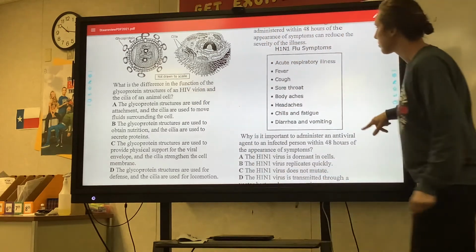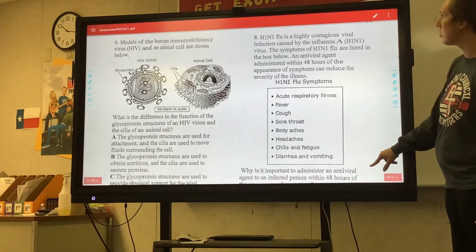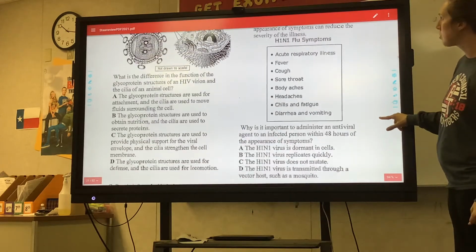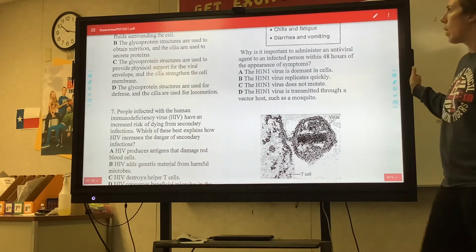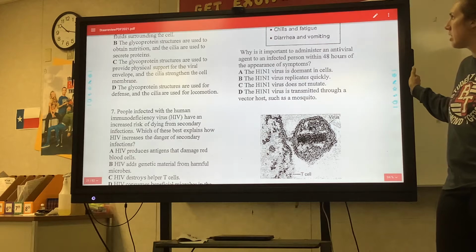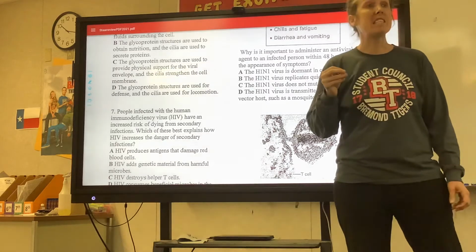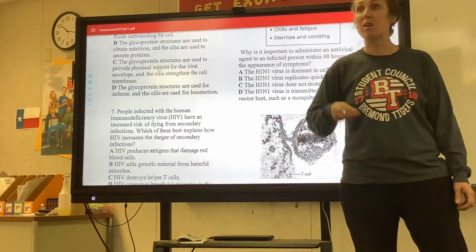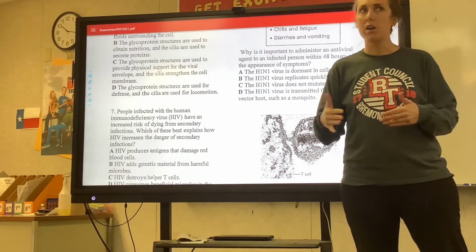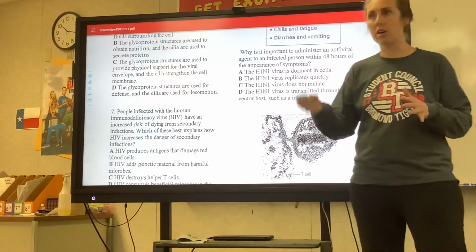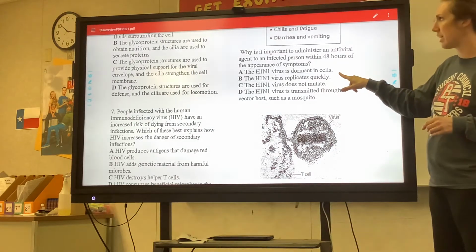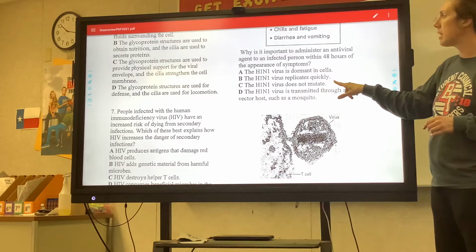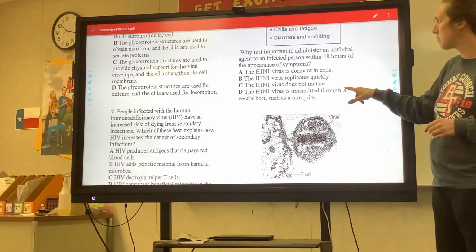A. Okay, so all of this stuff has to do with H1N1, acute respiratory illness, fever, cough, sore throat, body aches, headaches, chills, fatigue, diarrhea. Why is it important to administer an antiviral agent to an infected person within the first 48 hours of the symptoms? If it's lytic, it's going to replicate really quick. So if you're on day 3 or 4, the lytic cycle already started. So H1N1 is dormant? No. Replicates quickly? Yes. B, does not mutate? Yes, it does.